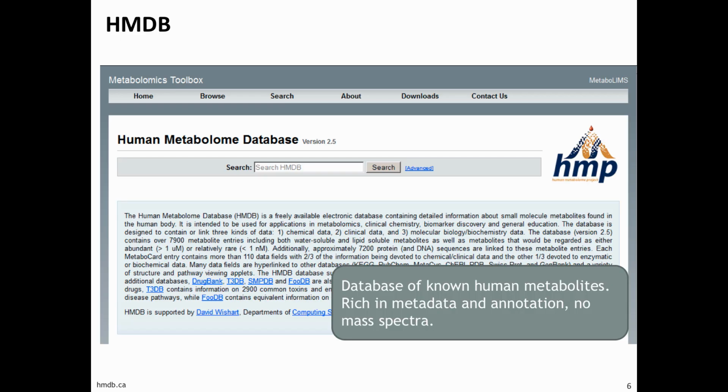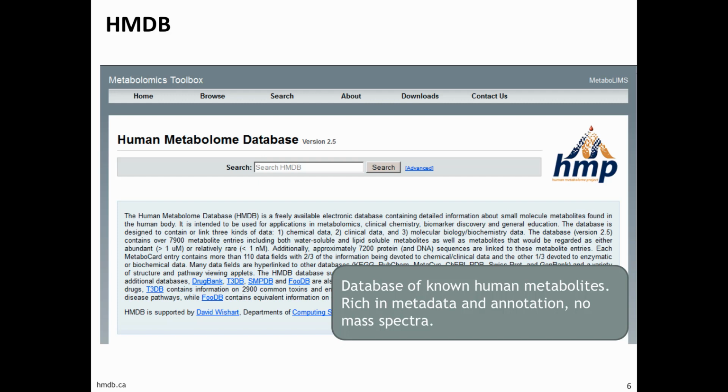The first database I would like to point to is HMDB, the Human Metabolome database. That is a database of known human metabolites. So if you're looking for secondary plant metabolites, that's not your place to go. But if you're working with human cell lines, that is a good resource.